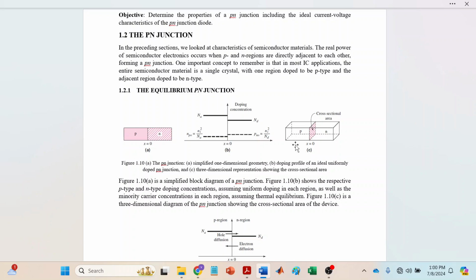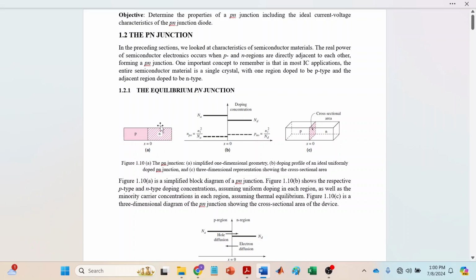So in most IC applications, you have a single crystal of the semiconductor and one region is doped to be p-type. So the p-type is doped with acceptor impurities and the other region is doped to be n-type. So the n-type is doped with donor impurities. We'll look at the equilibrium pn junction.